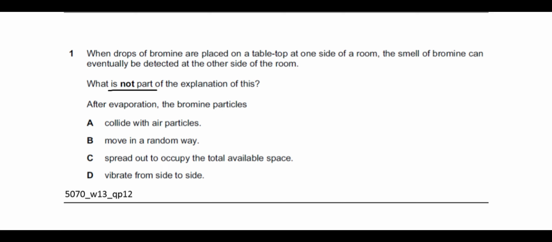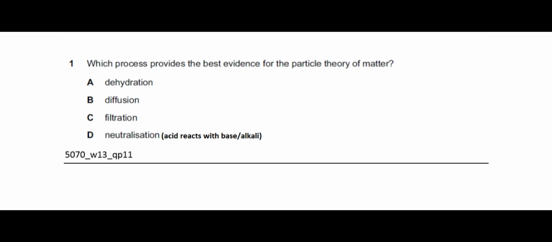This question is asking which process provides the best evidence for the particle theory of matter. To know the answer, you should first know what the particle theory of matter is. Actually, kinetic molecular theory is another name for particle theory of matter, that states that matter is made up of tiny particles which are in constant random motion.